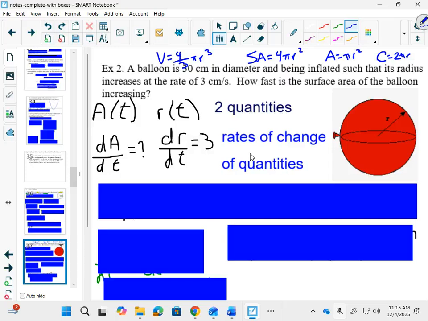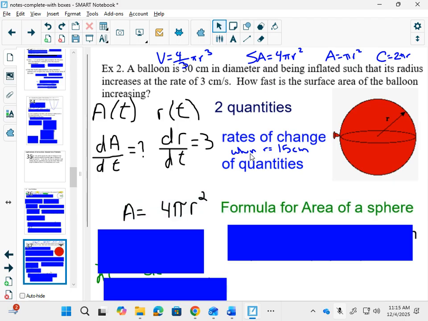So, rate of change questions. We list out our quantities. We want to find dA/dt. We know dr/dt, and we want to find it specifically when r is 15. How did I get 15? Half of the diameter, right? When the diameter is 30, the radius would be 15. Can we create an equation that relates the two? Absolutely. It's A = 4 pi r squared.